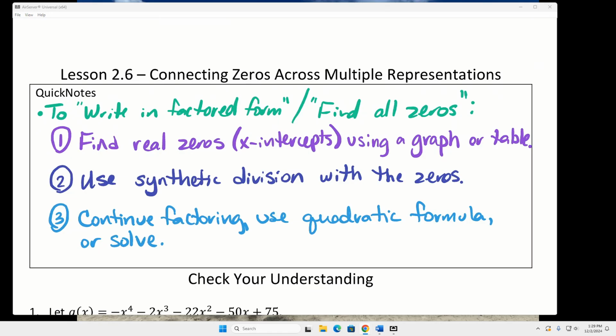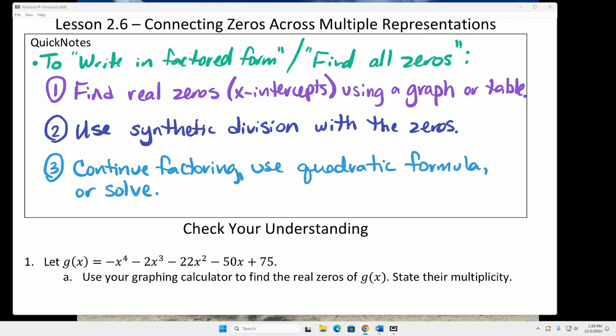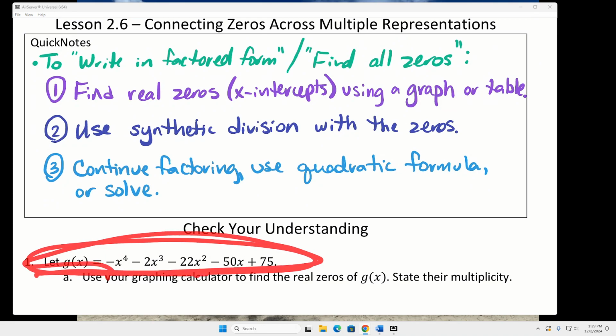Okay, so when you guys are done writing those, if you'll get your calculator and put this equation into y1, please.